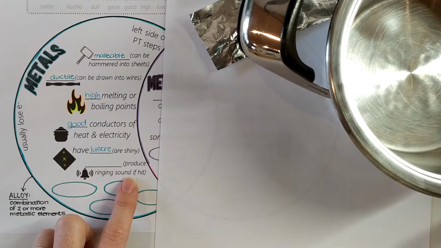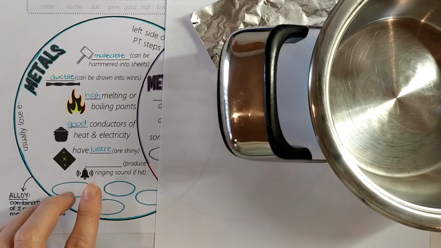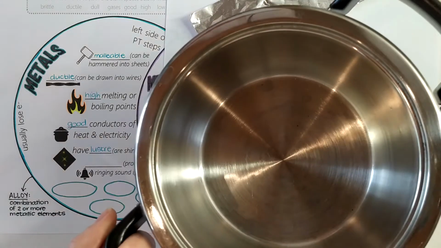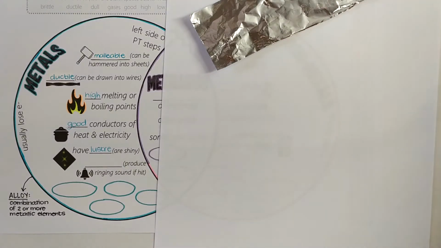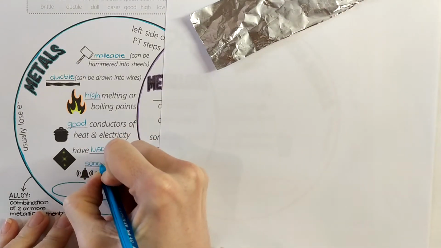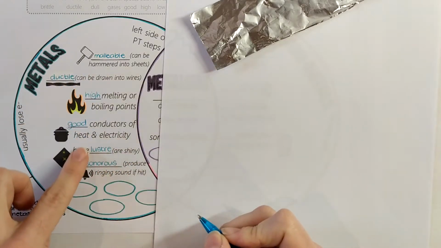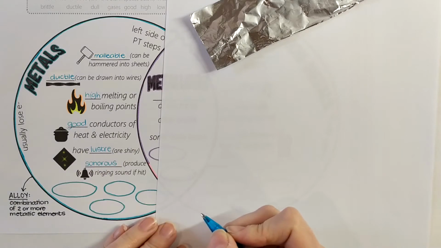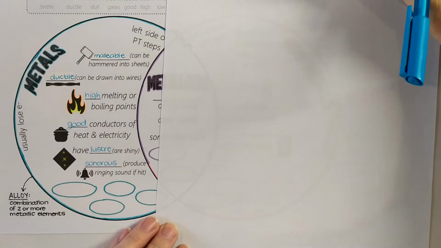The last little definition that we can use is that many metals, not all of them, but many metals will produce a ringing sound if hit like a bell, and the word that we use to describe that is the fact that they are sonorous. So there you go. There are some properties of metals that distinguish them from other non-metals.